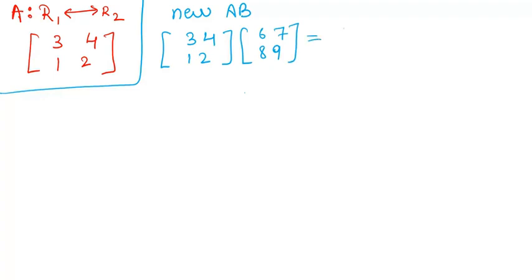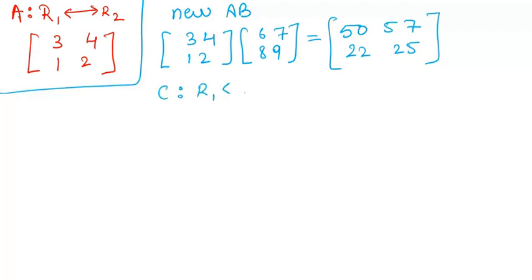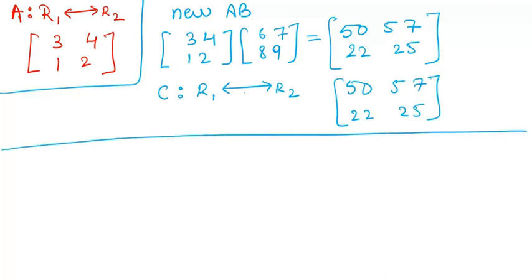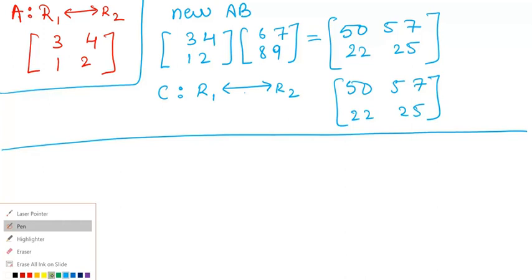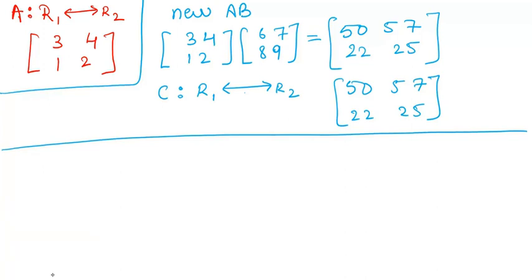And this comes out to be 50, 57, 22, 25. And if you remember what C was, if we apply the same row transformation to C, then we get the matrix 50, 57, 22, 25. So far so good. Now let's see whether the equality is maintained the other way around.